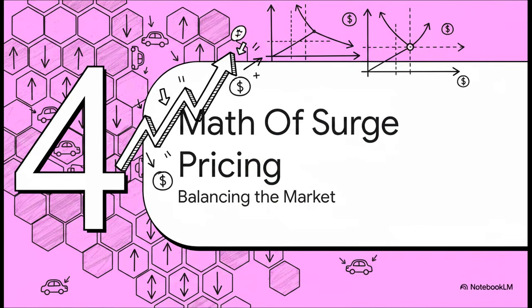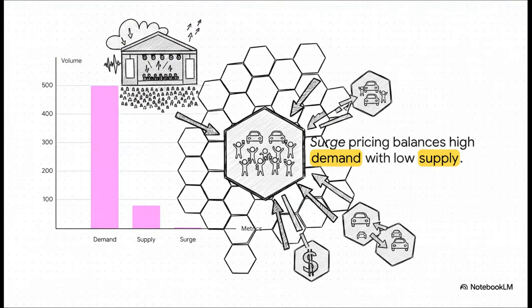Section 4. The math of surge pricing. Balancing the market. Look, I know, nobody loves paying a surge. We've all been there. But from a system design perspective, it is an absolute mathematical necessity. Let's say a massive stadium concert just ended. You suddenly have, I don't know, 500 ride requests pinging from one specific hexagon grid, but there are only 80 drivers currently in that area. That local mismatch triggers the surge multiplier to push prices up.